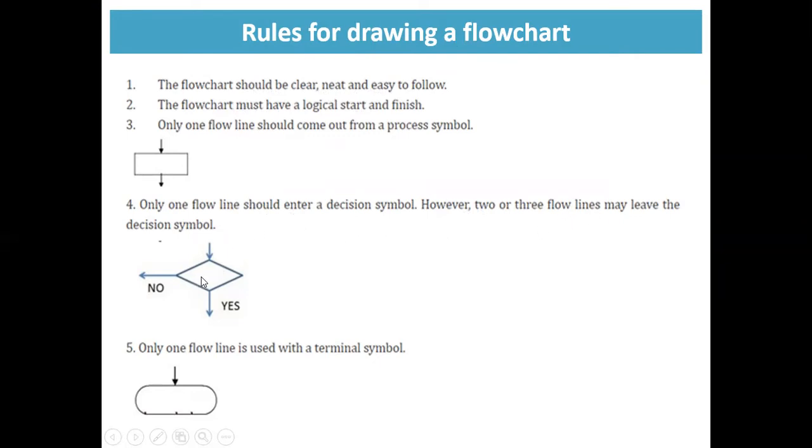So you may have the choice if the condition is true or false. According to that, we may have multiple choices. One among the choices will be selected at a time. Then only one flow line is used with a terminal symbol to end the process.